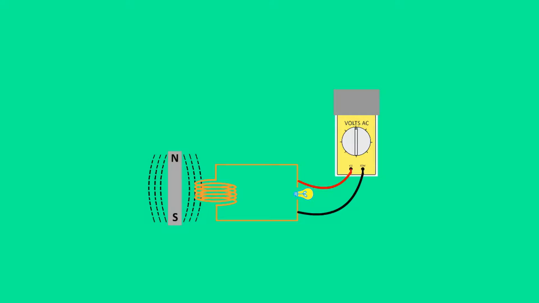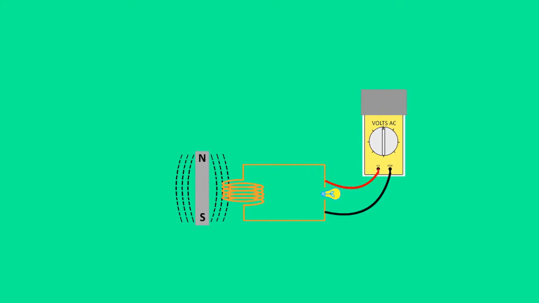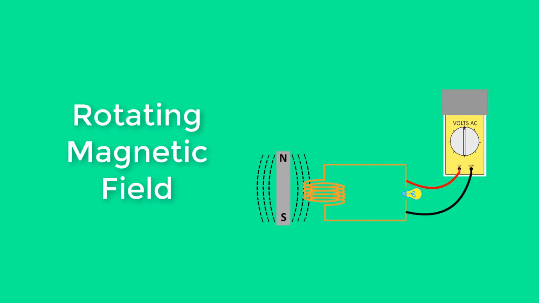A coil must move through a magnetic field to produce current. The coil can move while the magnet is stationary, or the magnet can move while the coil is stationary. In the example shown, the coil is stationary while the magnet is rotated. This method of generating current is the most common method of generation. This method creates the same AC voltage.